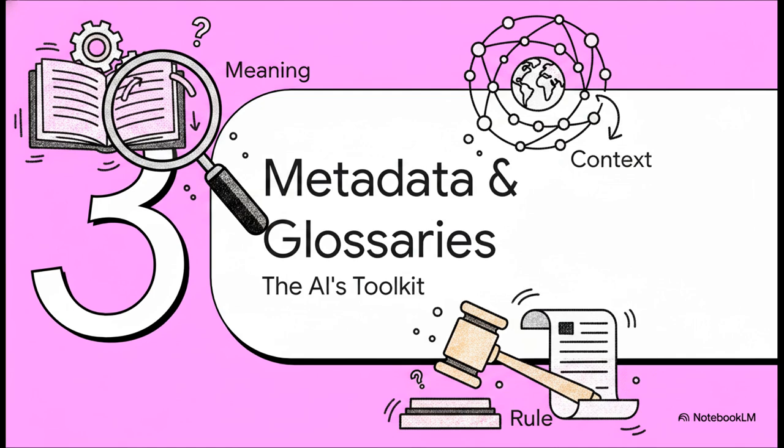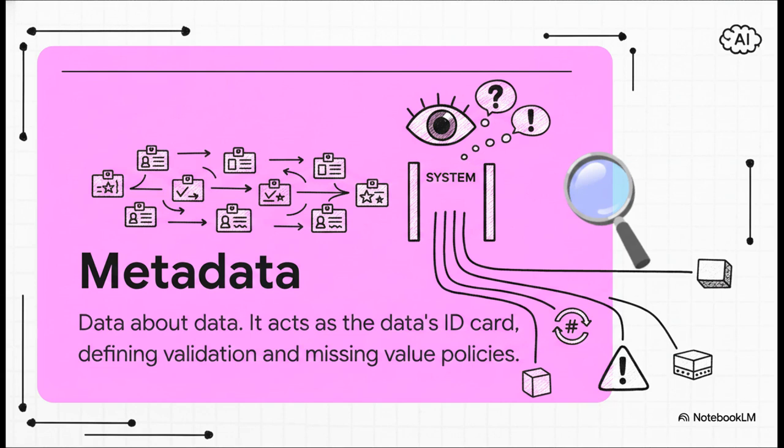That brings us to section 3, metadata and business glossaries. Basically, the AI's toolkit. Tool number 1 is metadata. You can think of this as an ID card for every single piece of data you have. The system's always going to ask, is this entry valid? And what on earth do I do if it's completely blank? Metadata answers those questions, telling the system exactly what kind of field it's looking at and the fallback plan if something is missing.